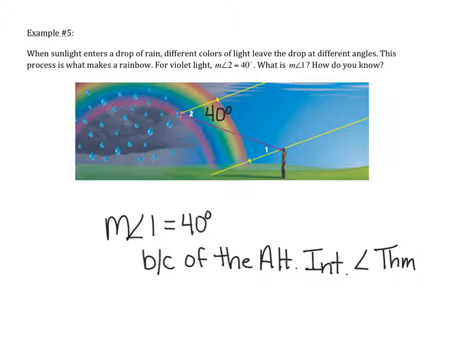And see how I abbreviated that. I wrote ALT for alternate, INT for interior, used the angle symbol for angle, and then abbreviated theorem with THM. You can also abbreviate the alternate exterior angle theorem and the consecutive interior angle theorem, and you could even abbreviate the corresponding angle postulate. That's it for this section.